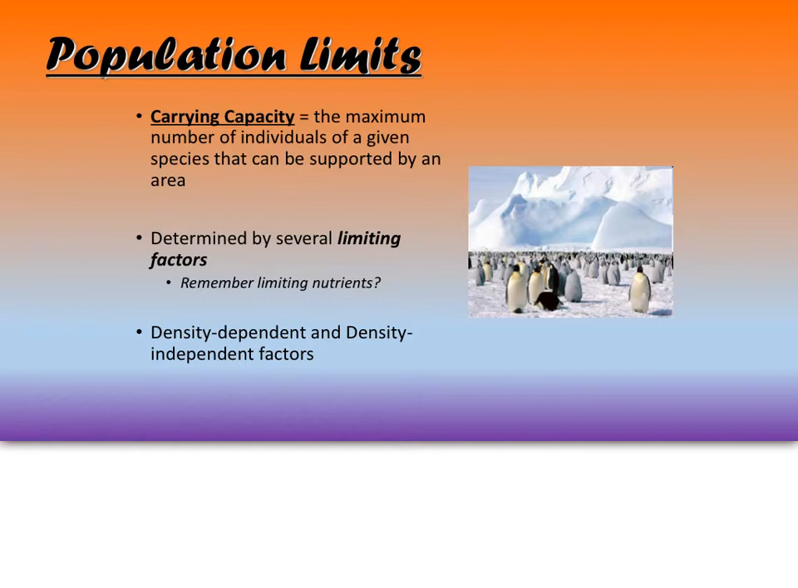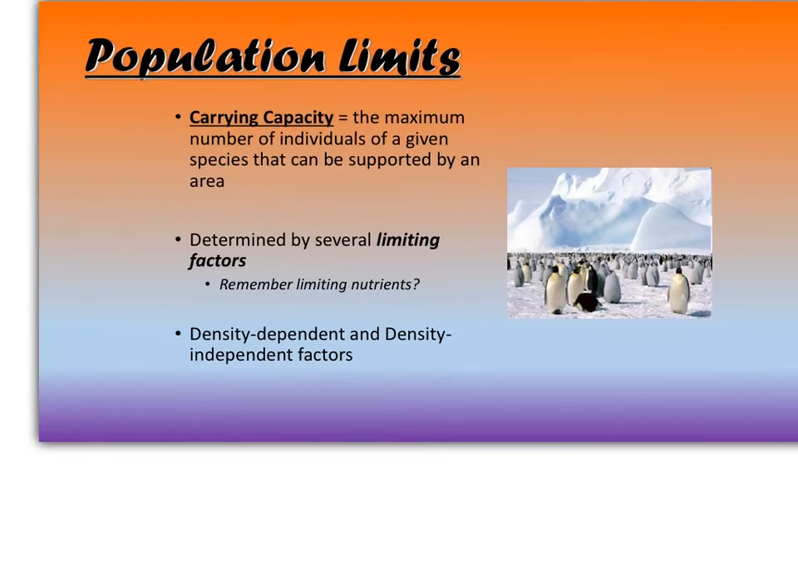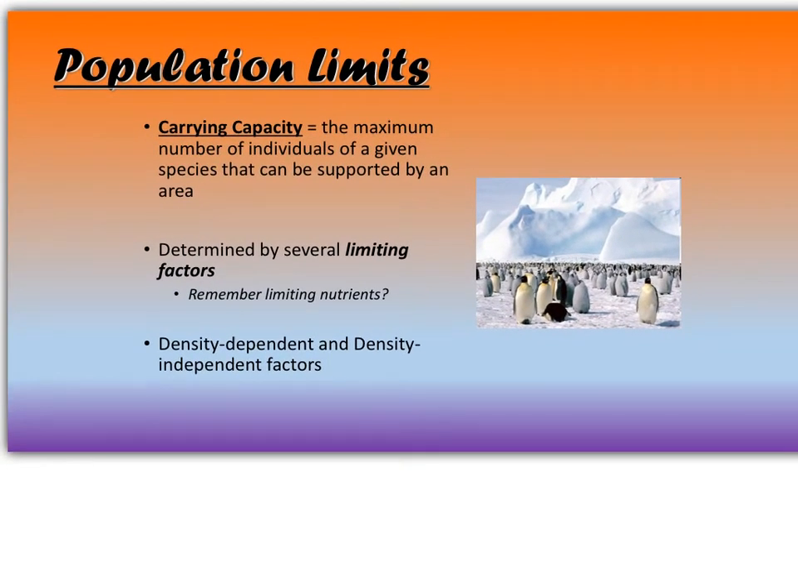Last time we talked, we discussed carrying capacity, which is the idea of the maximum number of individuals you can support in an area over time. And we said this was determined by limiting factors or limiting resources. And we looked at this with the predator-prey lab. But what we didn't talk about is that there's really two different types of limiting factors, and so we need to cover those still here.